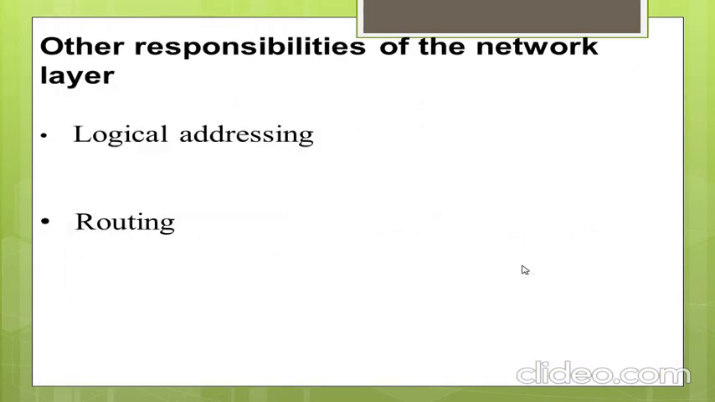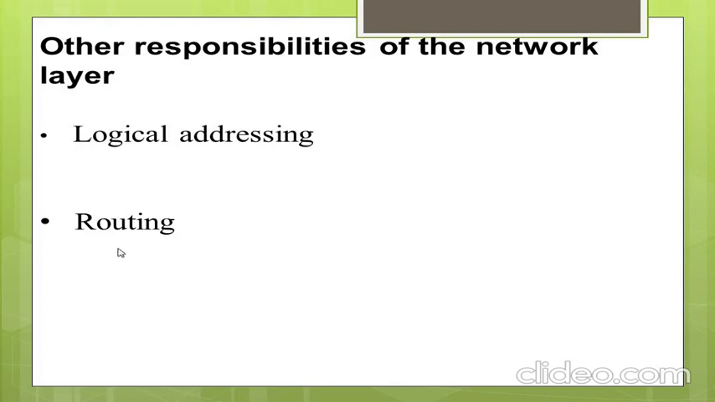Some other responsibilities of the network layer are logical addressing and routing. The physical addressing, which is implemented by the data link layer, handles the addressing problem locally. For example, if a packet passes the network boundary, we need another addressing system to distinguish the source and the destination systems. So the network layer, what does it do? It adds a header to the packet coming from the upper layer.